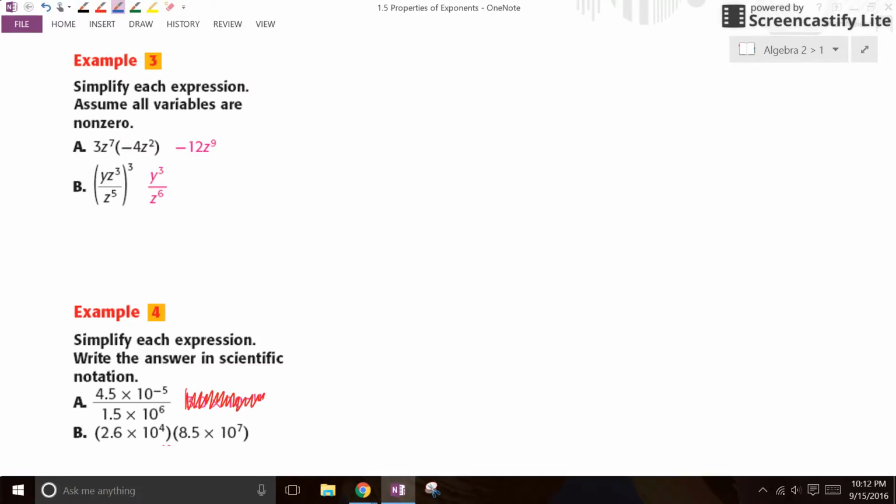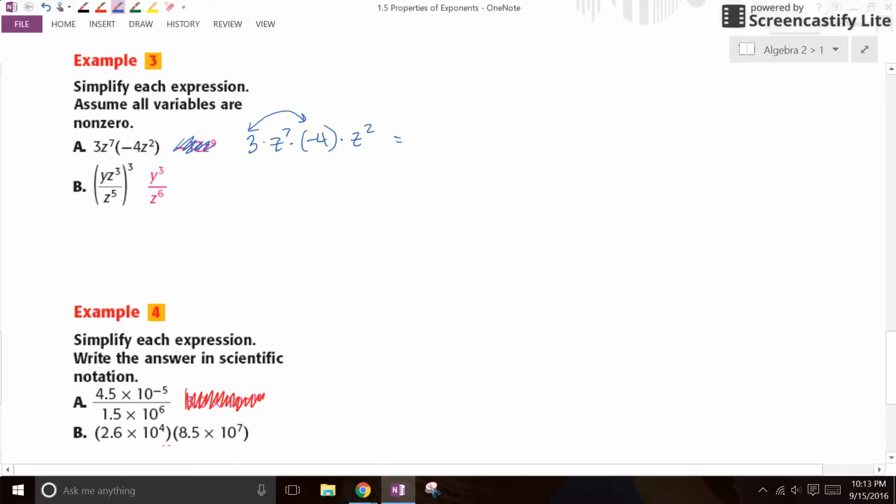So when you see this problem, don't look at that. When you see this, you've got 3 times z to the 7th times a negative 4 times a z squared. If you see it that way, it's a lot more helpful to break it down into each part. Then you're just multiplying together, so everybody just gets crammed together. So this is very simple.